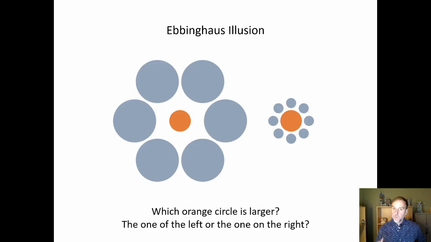But there is a bit of a perceptual illusion here. Because there are large objects around this one, it looks relatively smaller. And because there's small objects around this one, it looks relatively larger. So this is one version of a size contrast illusion called the Ebbinghaus illusion, and we'll look at a second example of this same size contrast illusion later. But let's look at how the dorsal and ventral stream think about this illusion.